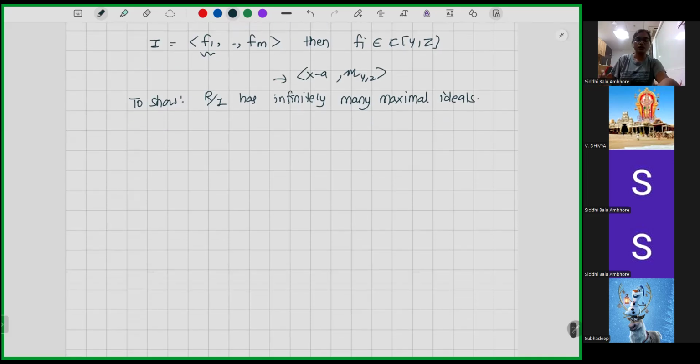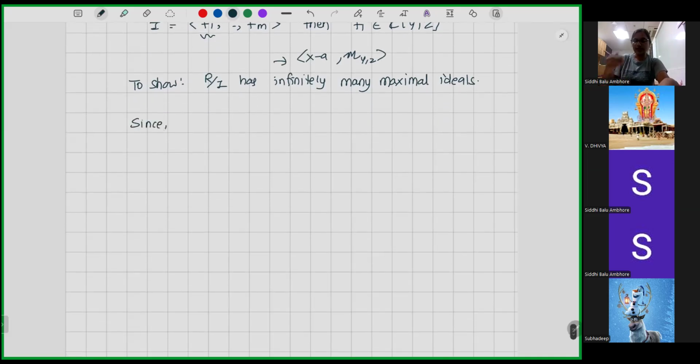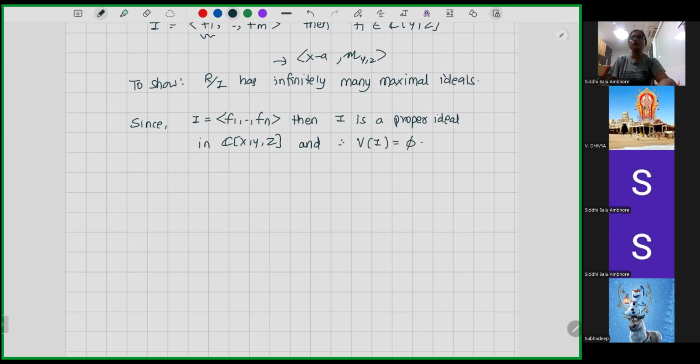Like how this follows, it's easy to see, but we have to put it in proper words. So, okay. Since I is (F1, ..., Fn), then I is a proper ideal in C[X, Y, Z], and therefore the variety of ideal I is non-empty. Okay, it has some element.